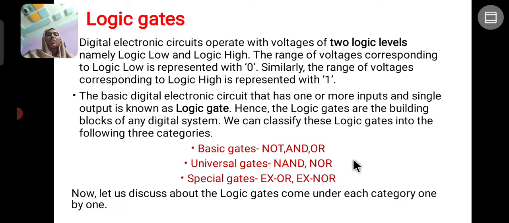This is a very important topic. Next, the third category is special gates. The special gates are the XOR gate and the XNOR gate. So these are the three categories of logic gates: basic gates, universal gates and special gates.